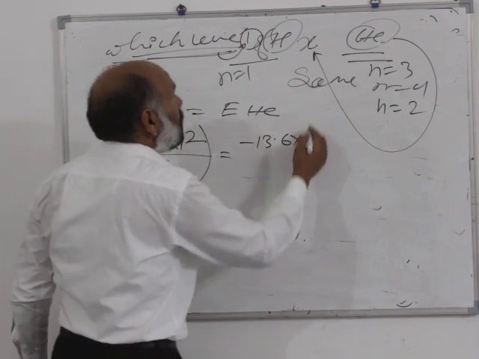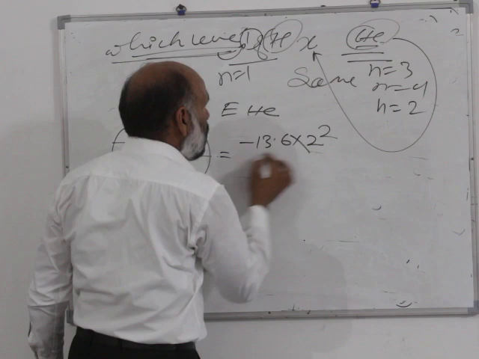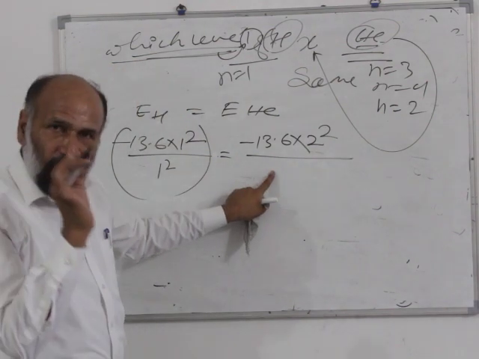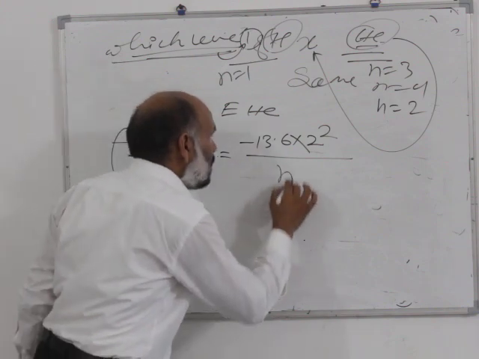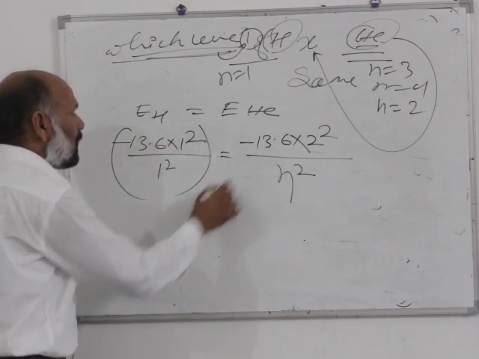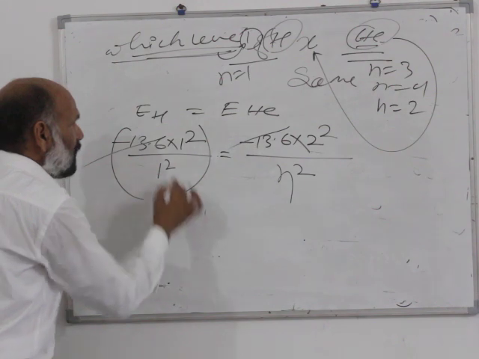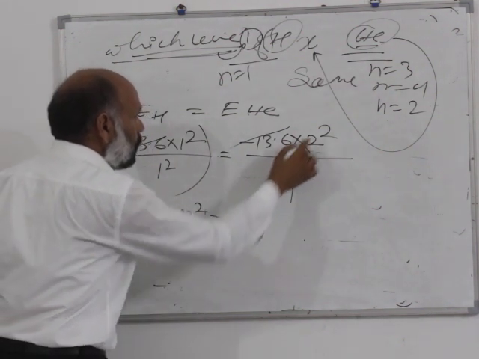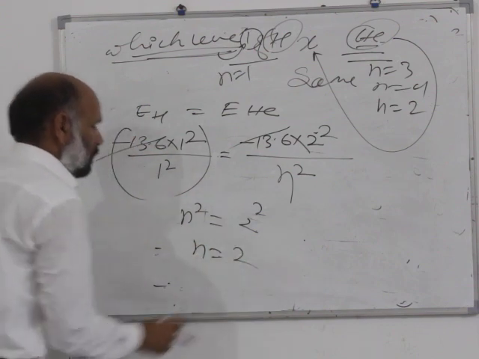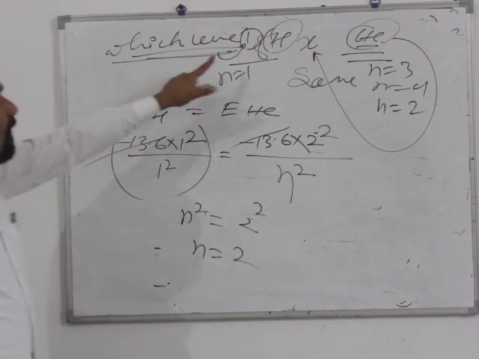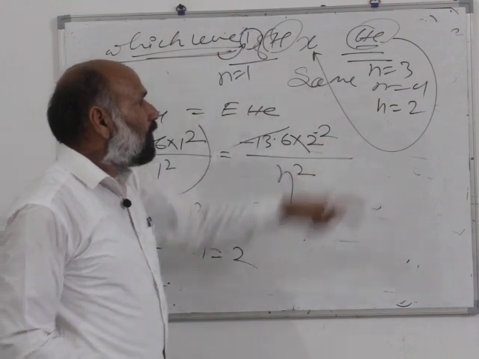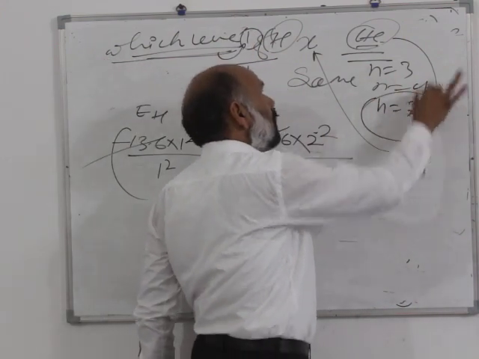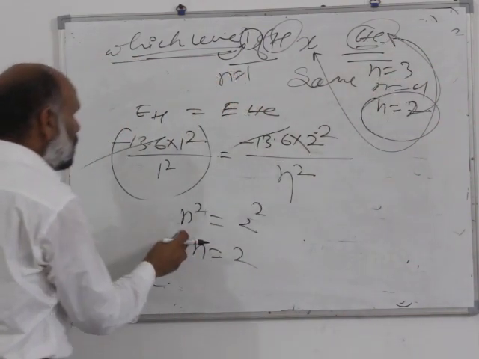Now for helium Z is 2, square of 2. We have been asked to find out the number of the orbit, so this is n square. We don't know the number of the orbit. Cancel. So n square equals 2 square, so n equal to 2. The energy in the first orbit of hydrogen atom is equivalent to the energy of the electron in the second orbit of helium. So this is the answer.